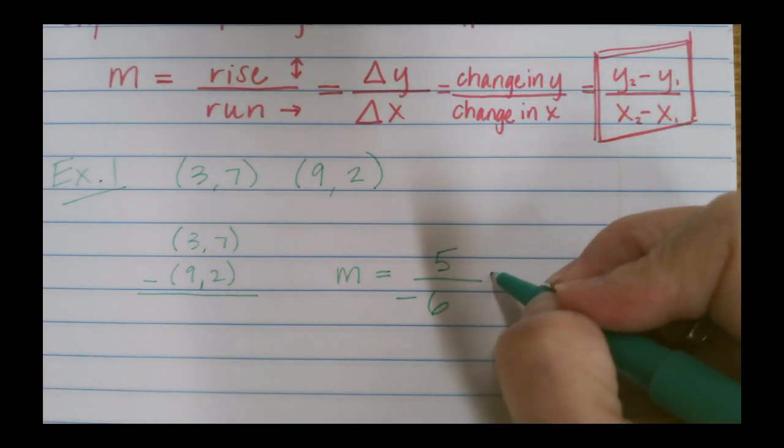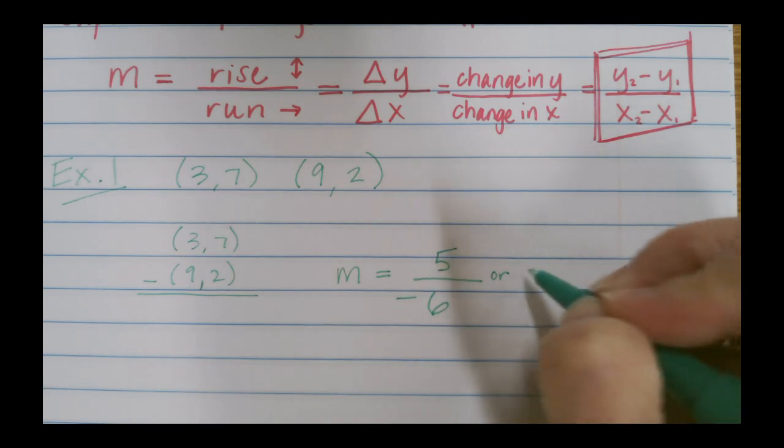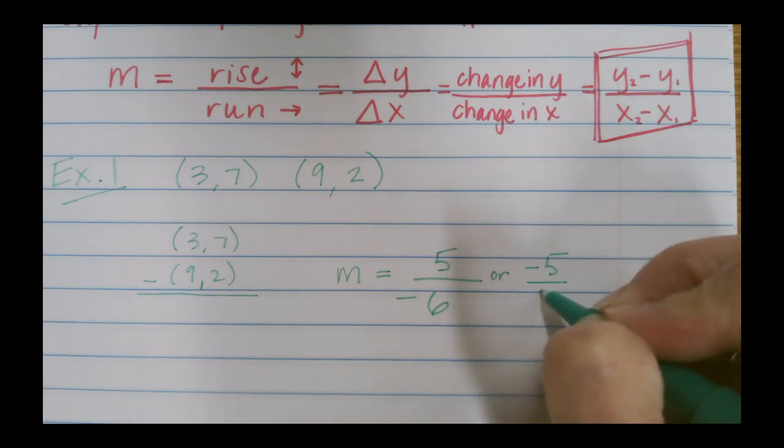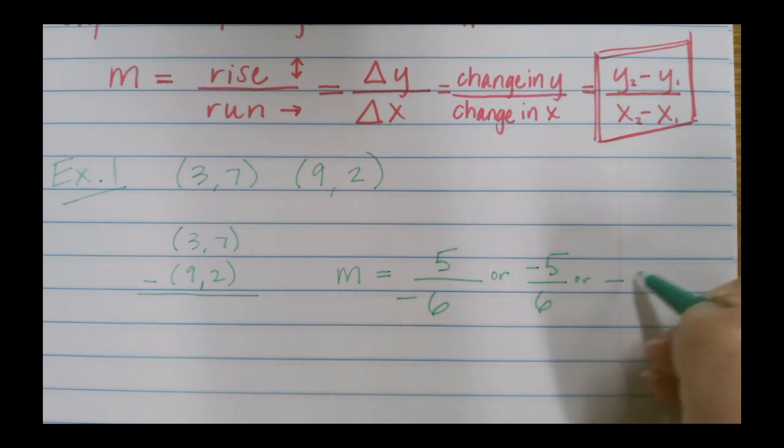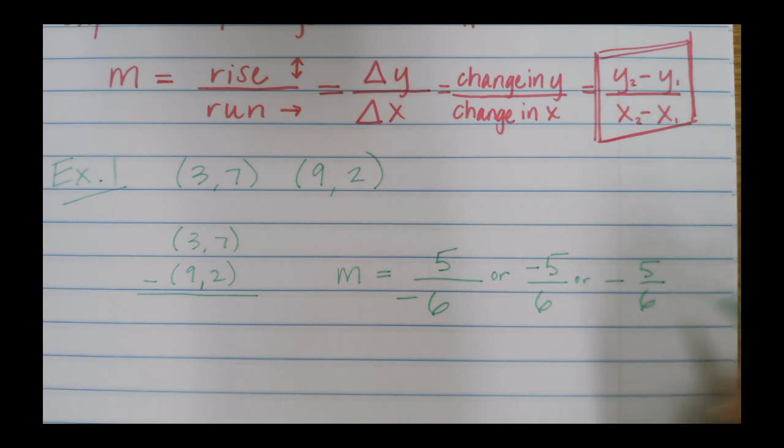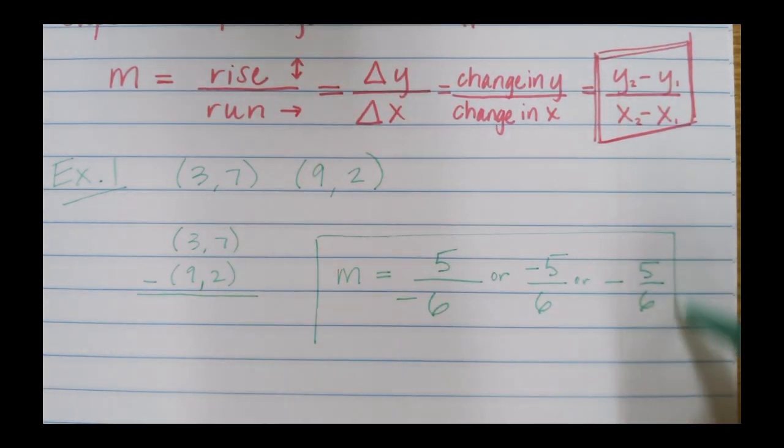It doesn't matter if you write the negative down there, or down there, or you write the negative out in front of the entire fraction. There's only one negative per fraction, because if we had two negatives, we'd make it a positive. So there's our slope.